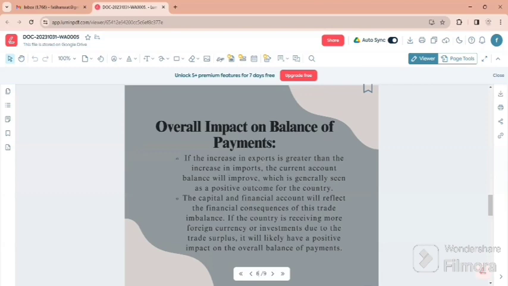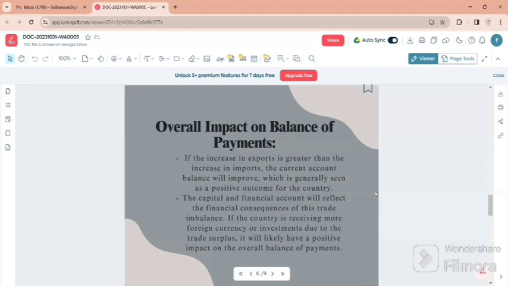So what does this line mean? It is pretty self-explanatory actually. Like I mentioned, what is exports? It is selling more goods. This creates a surplus in the current account. And what is imports? It is buying more foreign goods, which is creating a deficit in the current account. So let's say that both exports and imports are increasing, but the increase in exports is higher than the increase in imports. So the surplus is higher than the deficit. So current account balance will improve and it will be a positive outcome for the country.